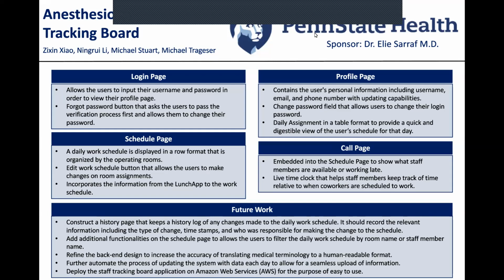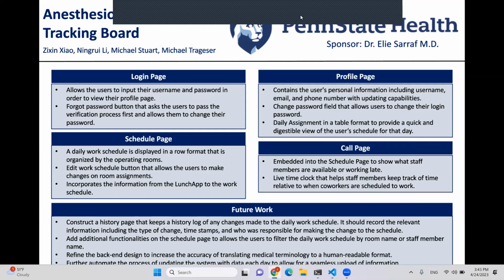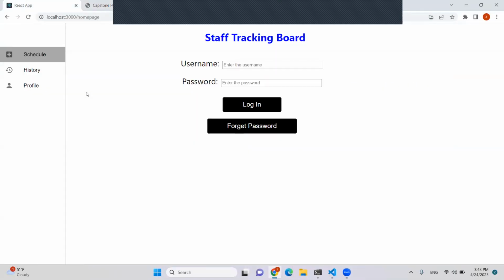Okay, next we're going to go with a little demo of our project. Before going into it, I'm going to briefly talk about the backend. For the backend, we extract the work schedule information from an Excel sheet provided by our sponsor, as well as a QGen API, also provided by our sponsor. Then we analyze and translate that information into a human readable format, and we upload it to our database. That's basically what our backend does.